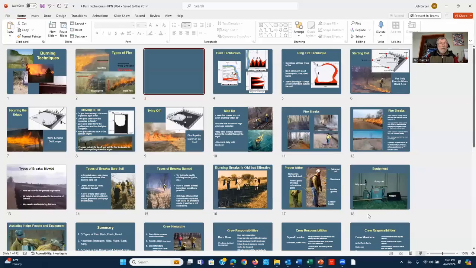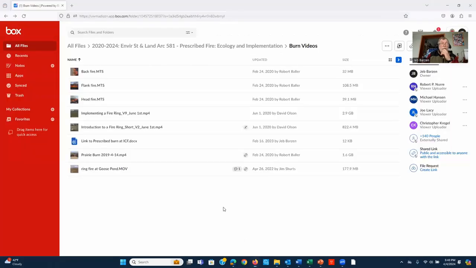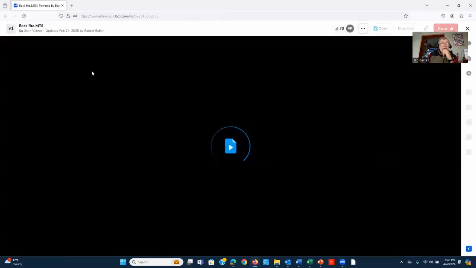To show you some of this in real time, in real pictures, I'm going to take you to a website where I have many of my burn materials, and we'll show you some of these types of fire with video so that you can see some movement and so on, and that will hopefully make a little bit of sense to you. So first, we'll do a backing fire.